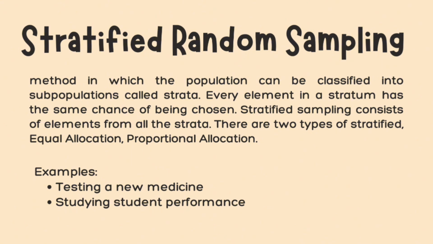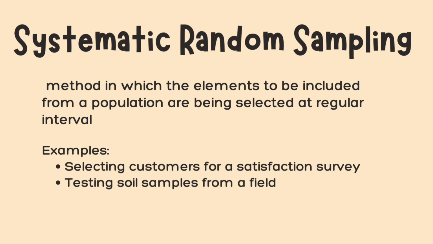We have two types of stratified sampling: equal allocation and proportional allocation. And some of its examples are testing a new medicine and studying student performance. Systematic random sampling is a method in which the elements to be included from a population are selected at regular intervals. Some of its examples are selecting customers for a satisfaction survey and testing soil samples from a field.